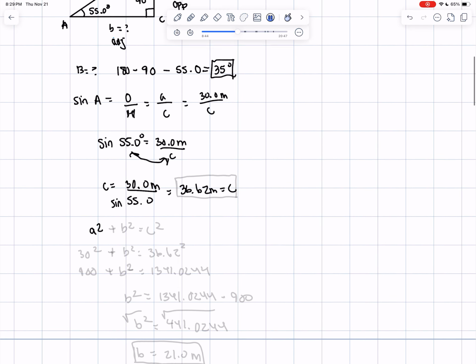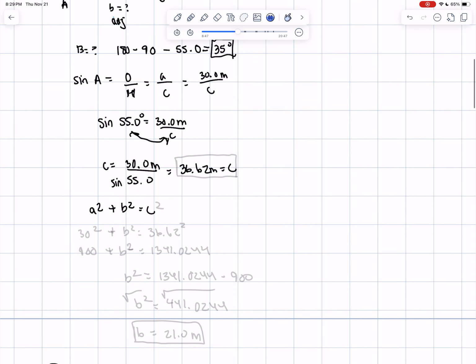So a squared plus b squared equals c squared. We know my a is 30. I'm just going to leave it as 30. I don't know what my b is, so I'm trying to find that. And then I know what my c is. So 30 squared is 900. And then 36.62 squared is going to be 1,341. I'm just going to put the full number.